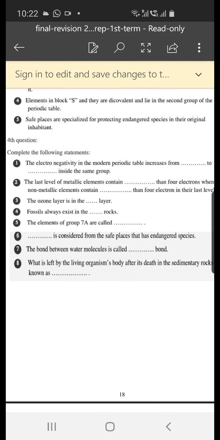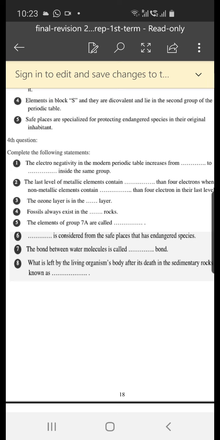Question number 4, complete the following. Number 1, the electronegativity in the modern periodic table increases from space to space inside the same group, from up to down, or from top to bottom. Wait a minute, electronegativity in the modern periodic table increases from bottom to up inside the same group. If you remember, we have group 7A, for example. Fluorine has the greatest electronegativity and it is found at the top. So the electronegativity at the top is higher than at the bottom. So we say it increases from bottom to top inside the same group.